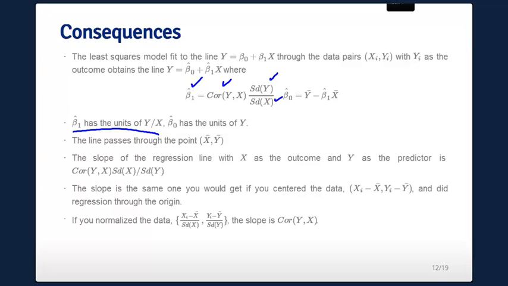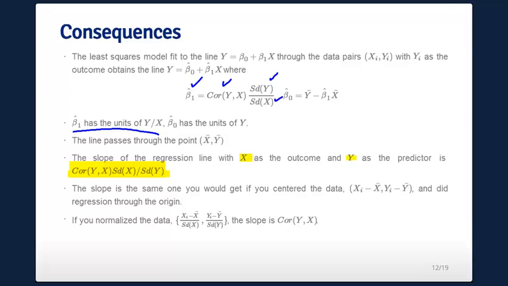The line passes through the point x bar, y bar. You can double check that just by plugging in if you'd like. And for the slope of the regression line, if you were to reverse y and x, so x is the outcome and y is the predictor, well, it's pretty clear what would happen. You would wind up with the same correlation times, instead of standard deviation of y over standard deviation of x, standard deviation of x over standard deviation of y.